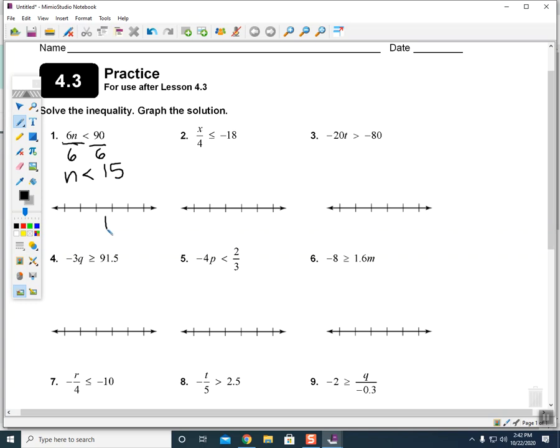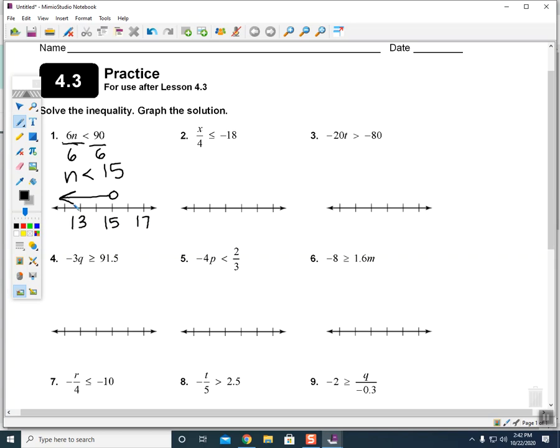So I'm going to graph this down here. I'm going to put 15 here. I'm going to go up and down by 2's because there's not a lot of space. At 15, I'm going to use an open dot because an open dot tells me that I'm not including 15 in my solution set. N is less than 15 means that my arrow is going to be pointing to the left. It's getting smaller.